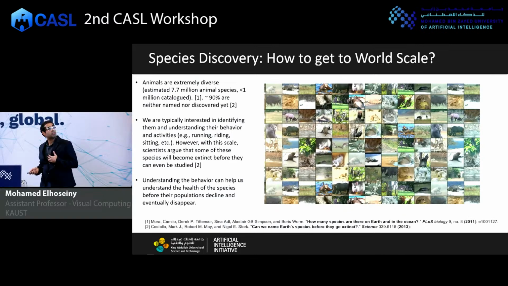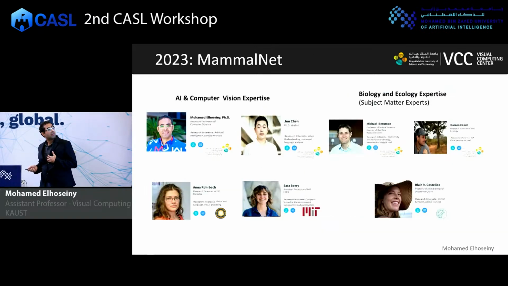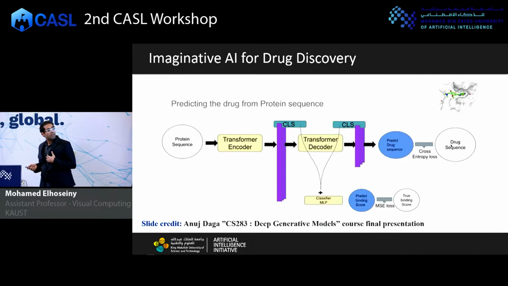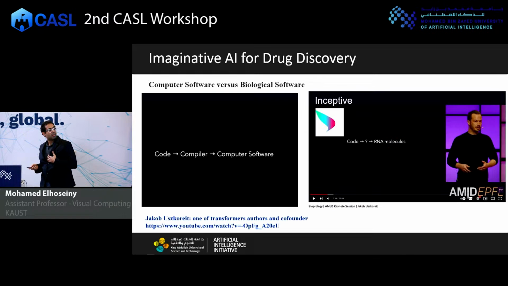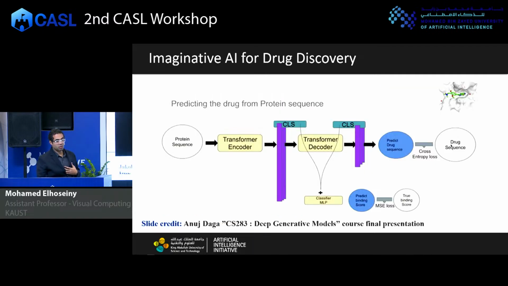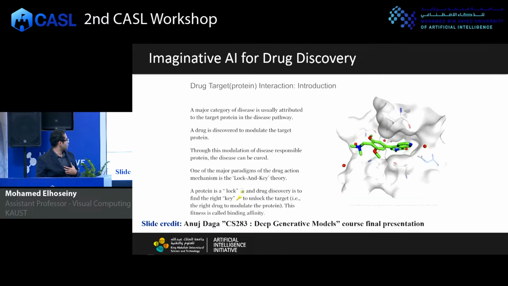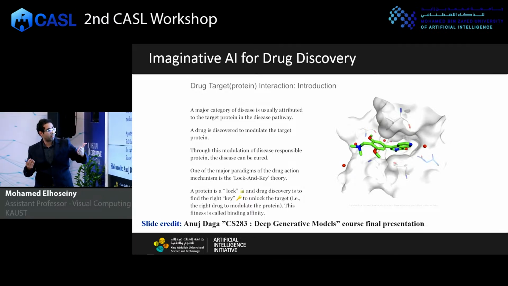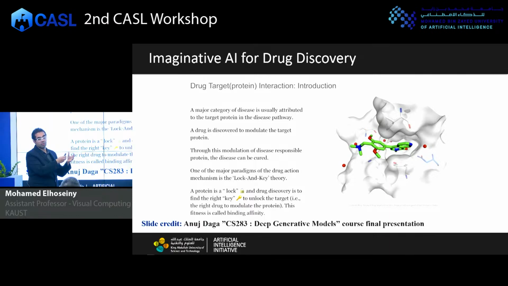And species discovery, as we discussed, and drug discovery. I think this is the last topic. One of the things that I found exciting to conclude with is drug discovery. Why drug discovery is one of the exciting directions is that you want to predict a drug sequence that matches a particular protein, right? So that it hopefully binds with it and solves the problem you're talking about, the problem that relates to a specific disease or something like that.